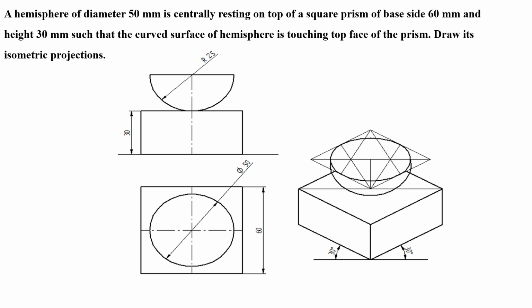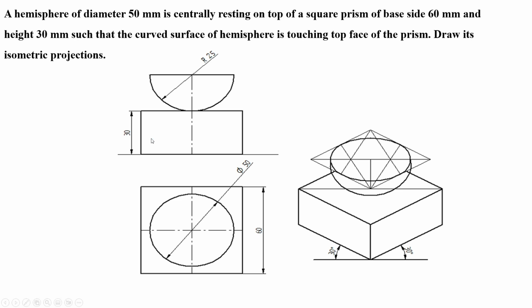Okay, draw its projections. See here, we have a combination of two solids. One is a hemisphere of diameter 50 mm. It is resting on the top of a prism, right? That is a square prism. Here, the hemisphere is resting on the top of a square prism. Now I will show you how to do the sketching.